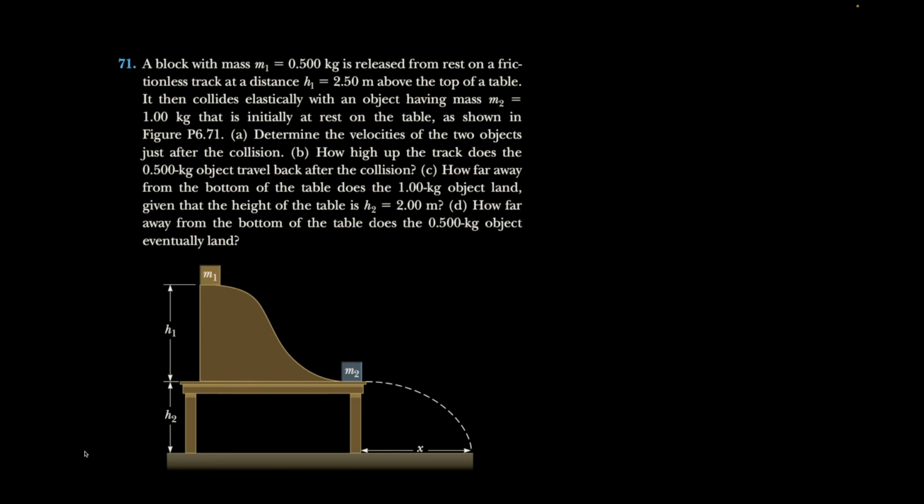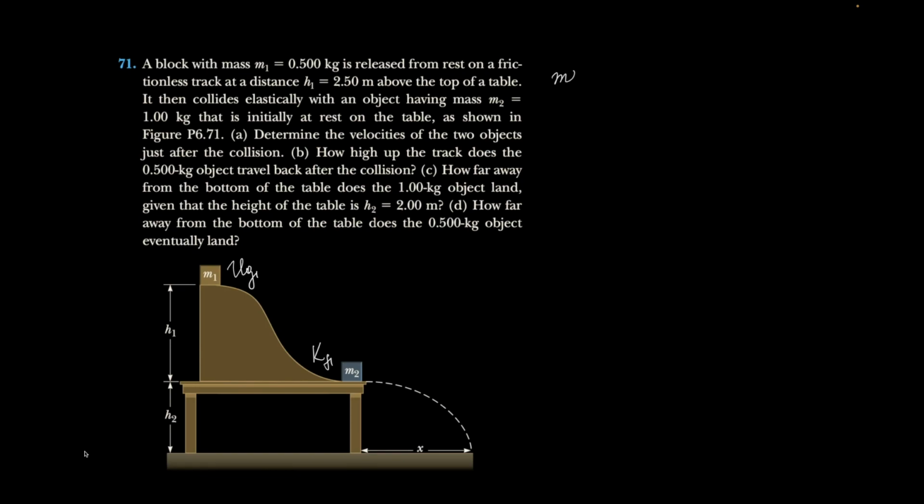Let's look at what we have. This right here has initial gravitational energy, which will then turn into final kinetic energy for object 1 right before the collision. So we can figure out velocity right before the collision. That's our first step. Let's find it.